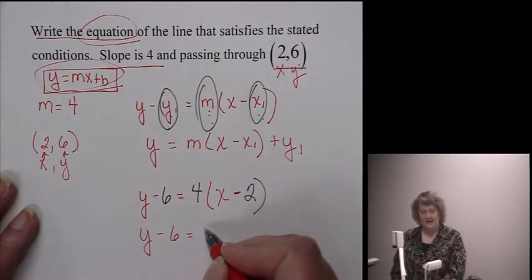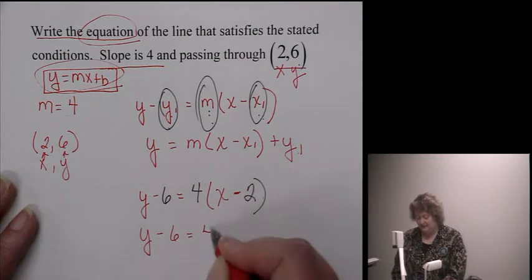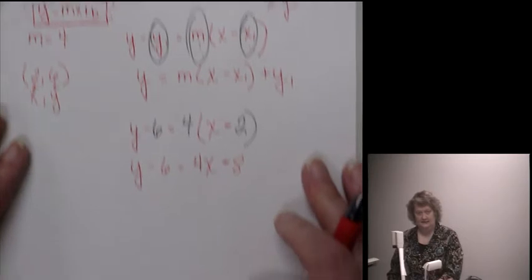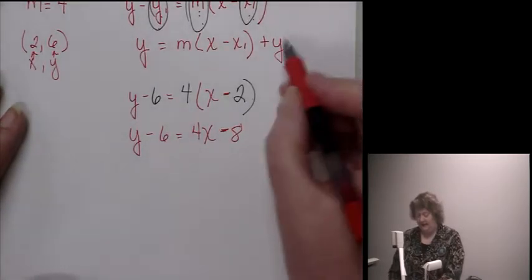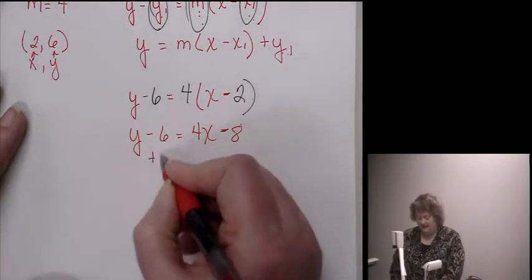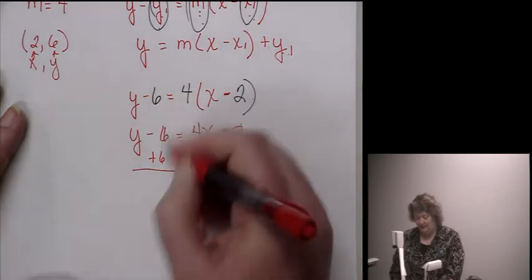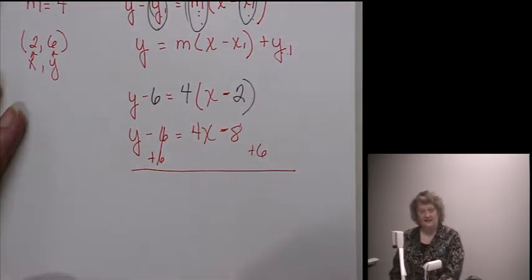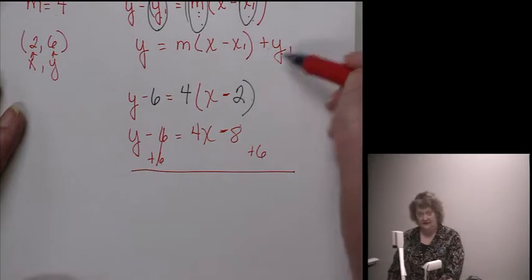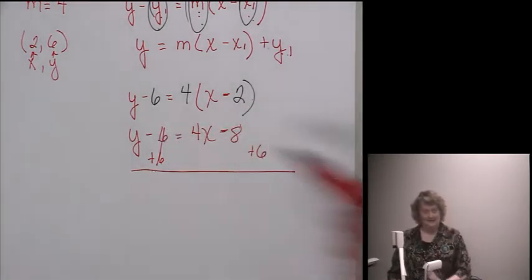Now, the next step is to use our distributive property, and I'm going to do that by multiplying 4 through this parentheses. So that gives me 4x minus 8. Now, if I have the formula where the y1's already on this side, then this plus 6 is just going to be out here, and you won't need this step right here that I just did. If you haven't used this formula right here, then you're going to do the step I did here, which is to add 6 to both sides.